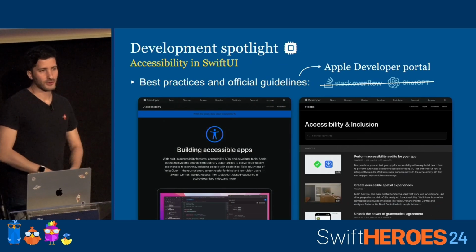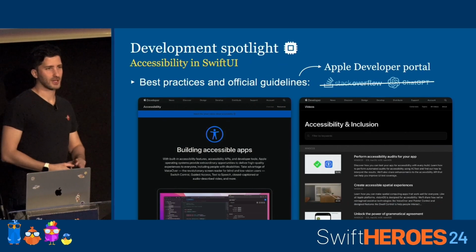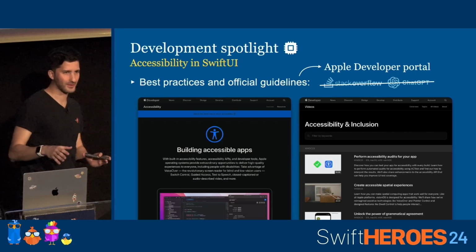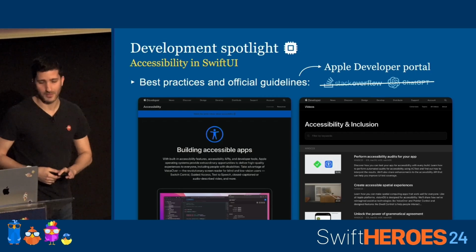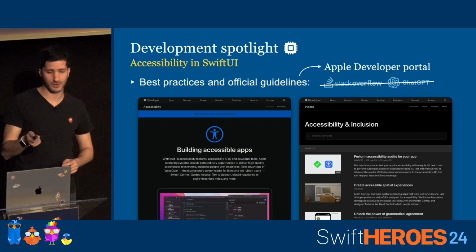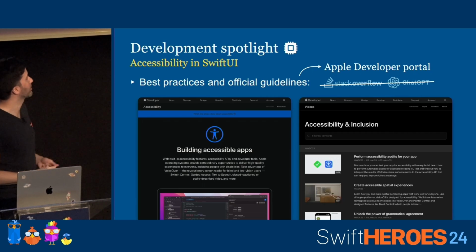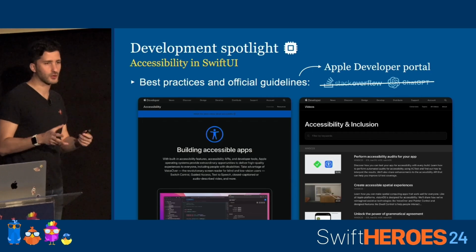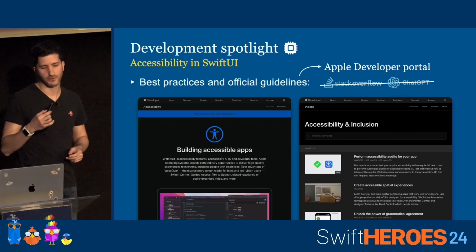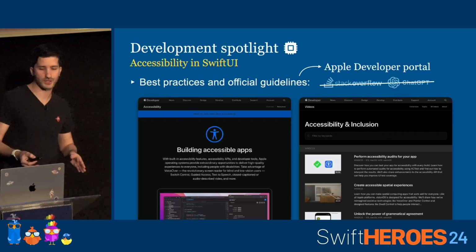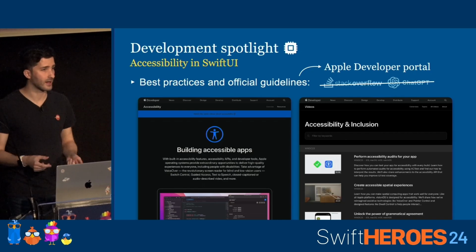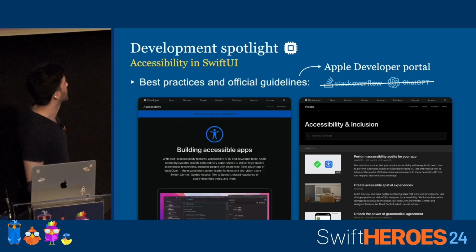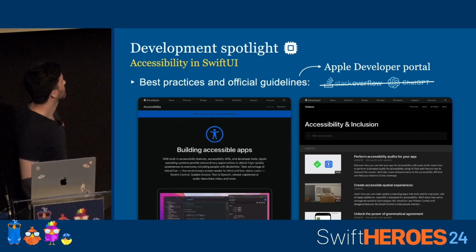There are a lot of view modifiers and other features that you can find about accessibility, and I'm not going to say anything about each one of them. So you can follow best practices and official guidelines on the Apple Developer Portal, where you can also find videos, documentation, and experiences of humans who use these assistive technologies in their life. I found them so inspiring, so I really suggest you check this out.